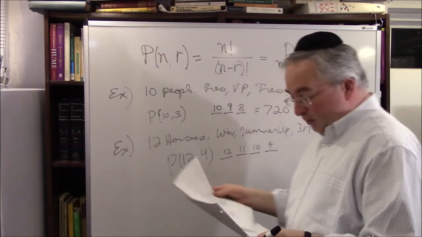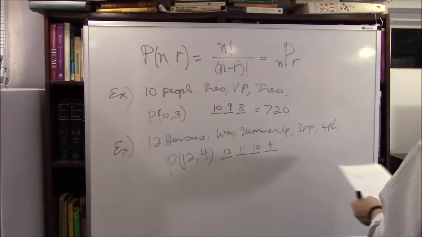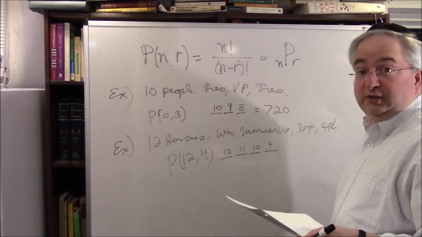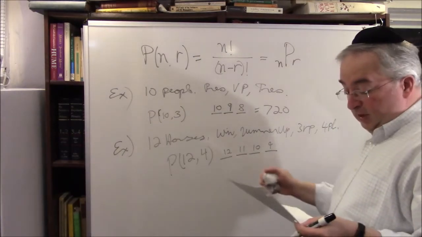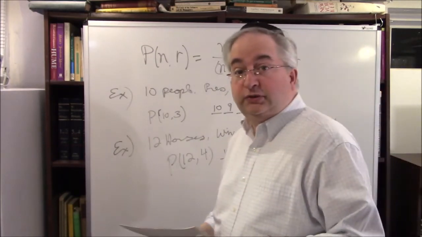I don't know what P of 12, comma 4 is. You can work it out yourself. That's 90 times 11. I'm going to be skipping over the real numbers, but on the test you have to give me real numbers.